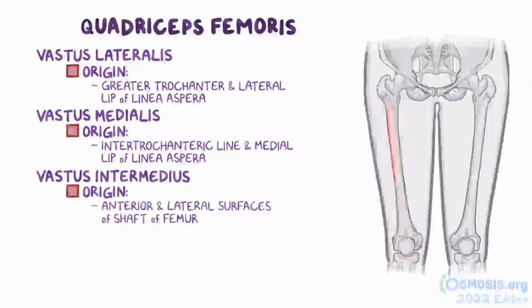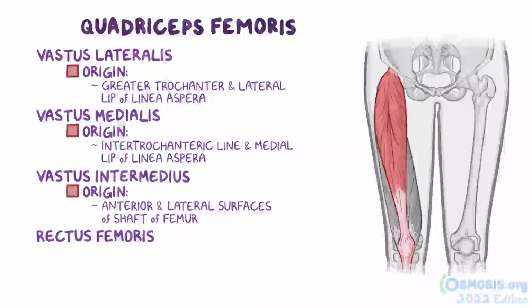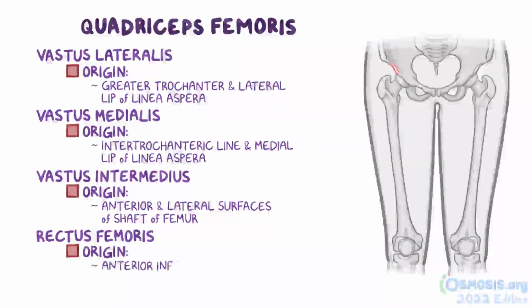shaft of the femur. And finally, rectus femoris lies on top of vastus intermedius, and it received its name because it runs straight down the thigh, rectus meaning straight in Latin. The muscle originates on the anterior inferior iliac spine and the ilium, just superior to the acetabulum.